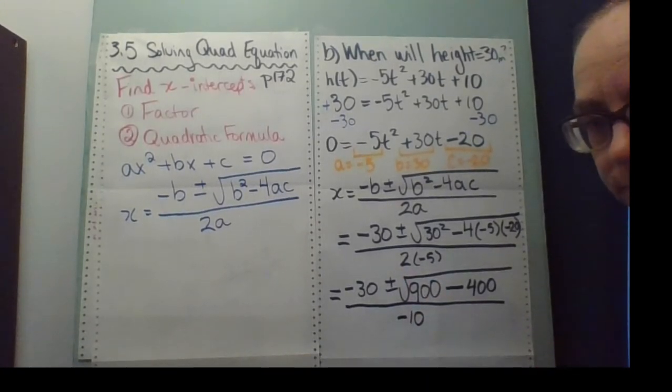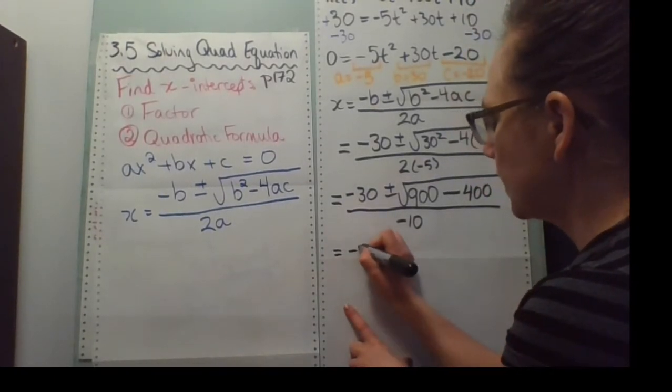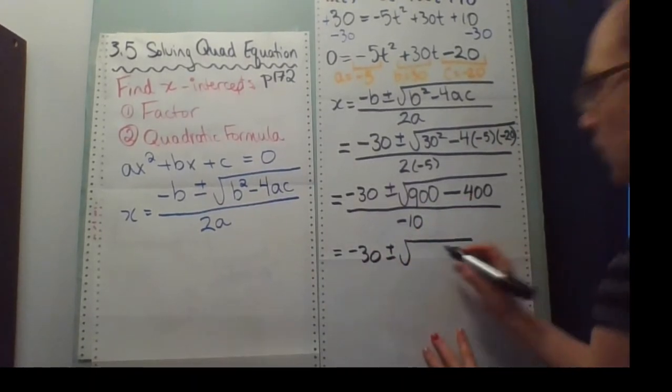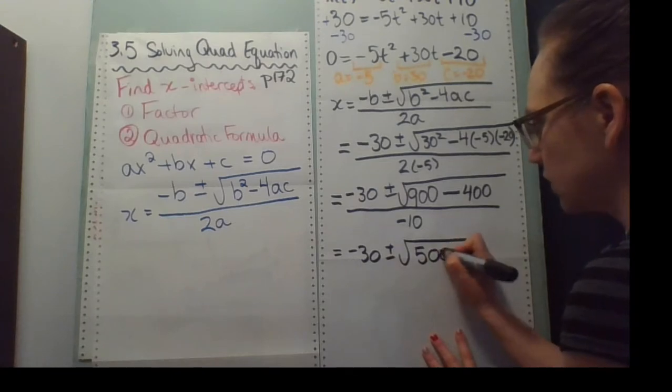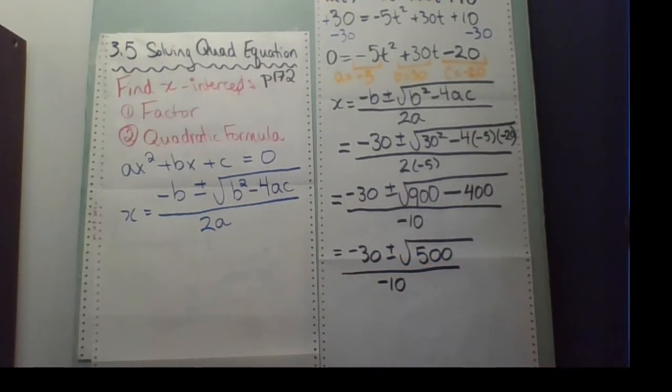Whew, that's a lot. These questions are not short. Let's do this. All right. Negative 30 plus or minus square root of 9 minus 4 gives me 5, so 500. All divided by negative 10. This does not work out easily or evenly, so I think it's calculator time.